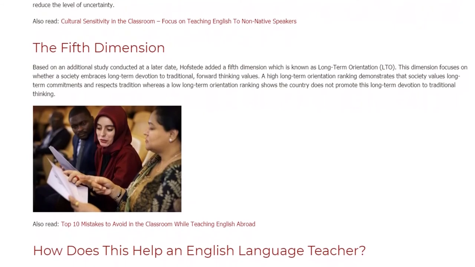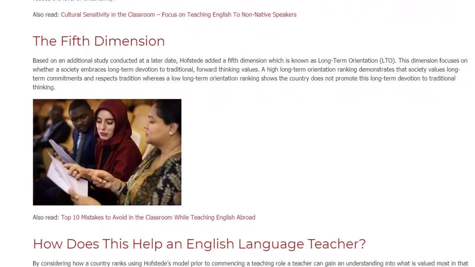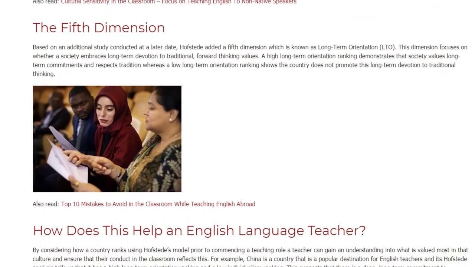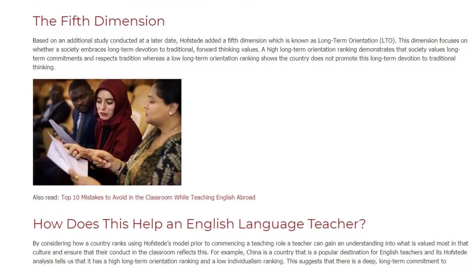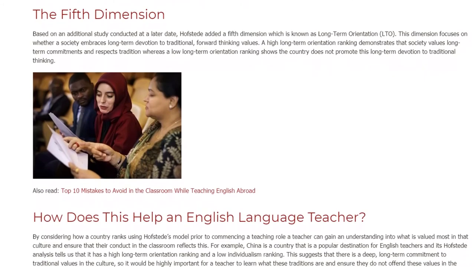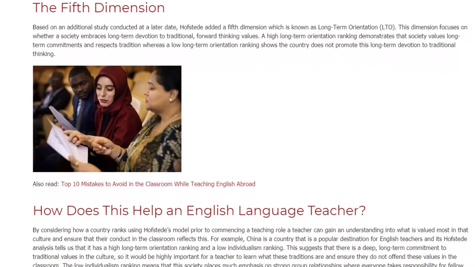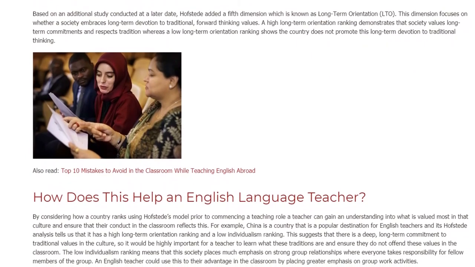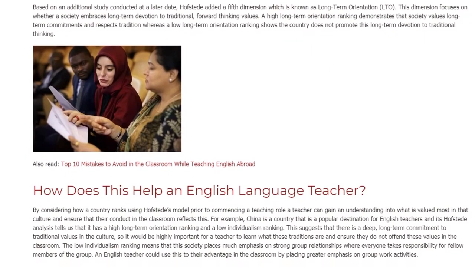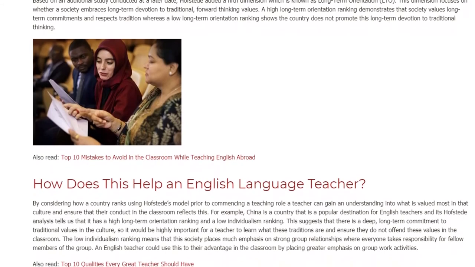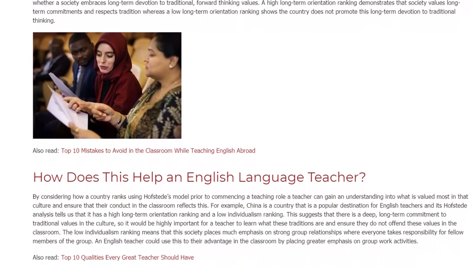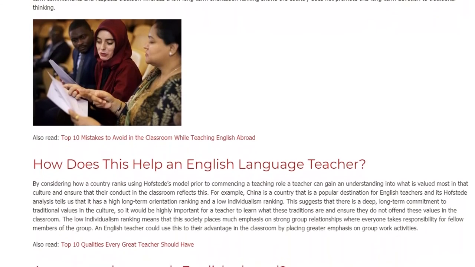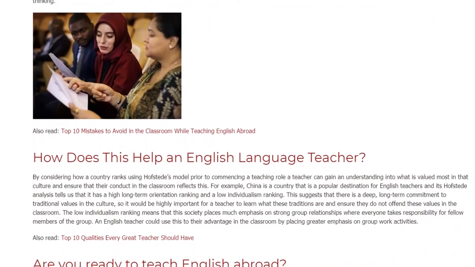How does this help an English language teacher? By considering how a country ranks using Hofstede's model prior to commencing a teaching role, a teacher can gain an understanding into what is valued most in that culture and ensure that their conduct in the classroom reflects this. For example, China is a country that is a popular destination for English teachers, and its Hofstede analysis tells us that it has a high long-term orientation ranking and a low individualism ranking.